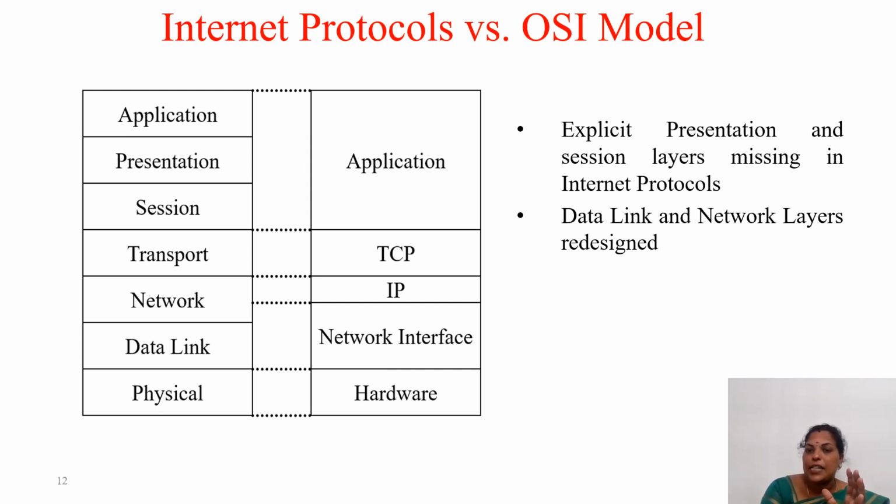That is, explicit presentation and session layers are missing in the internet protocols, and the data link and network layers are redesigned somewhat. So here you see part of the network and the data link is given as network interface, so it is redesigned somewhat. Other than that, session, presentation and application are all merged and given as application. And you already know in physical we are just transmitting the bits, in data link it is frames, in network it is packets, in transport it is segments. Above all we are not telling anything, so it is application.